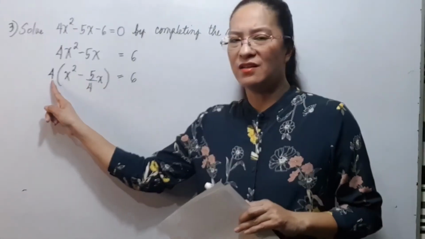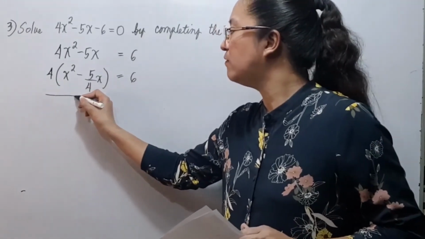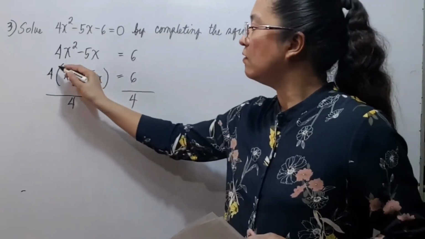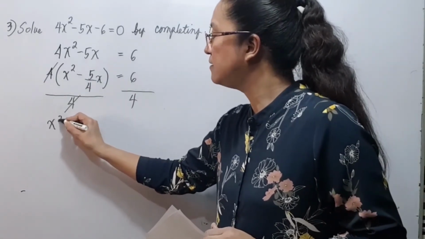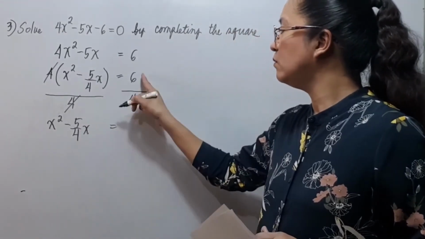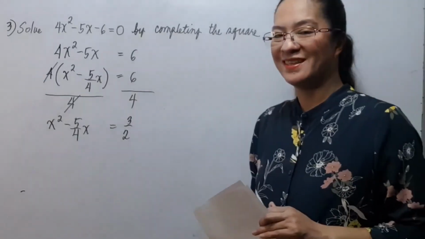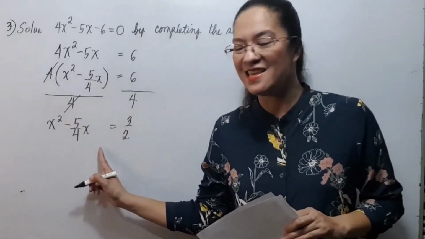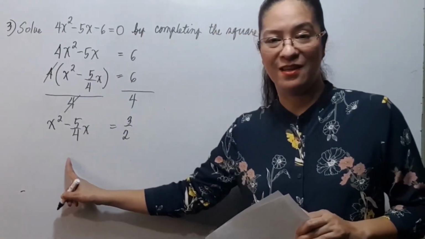Kaya lang may 4, ano? Alisin muna natin yung 4 para wala na tayong problema. So we can remove 4 here by dividing both sides by 4. Okay? So 4 over 4 is cancelled. That is 1. So ang matitira dito is x squared minus 5 fourths x is equal to, pag i-lowest term mo yan, that is 3 over 2. Ayan. So, pwede na tayong umisip ng i-add dito na para maging perfect square trinomial yon.